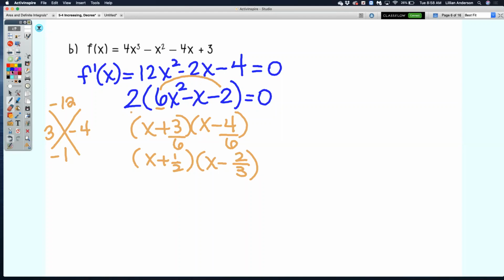We just did the divide part. Now we have to bottoms up. Remember, anytime it doesn't go in evenly, we have to bring the bottom up in front of the x. So 2x plus 1 and 3x minus 2 is what 6x squared minus x minus 2 factors down to be. And then I just bring that 2 on the outside.